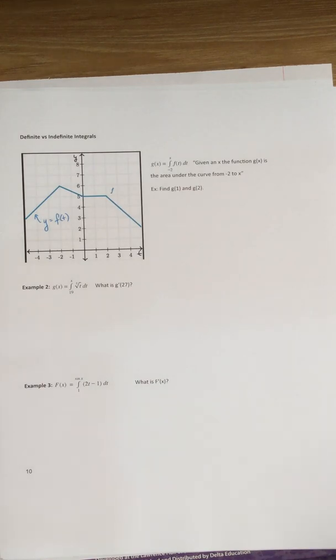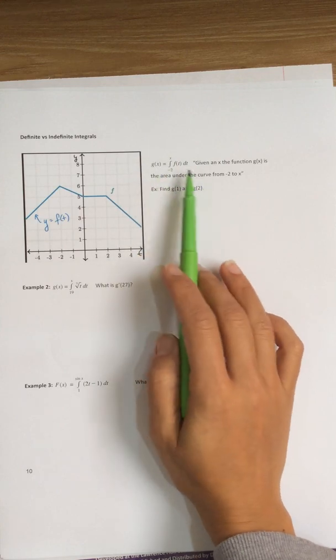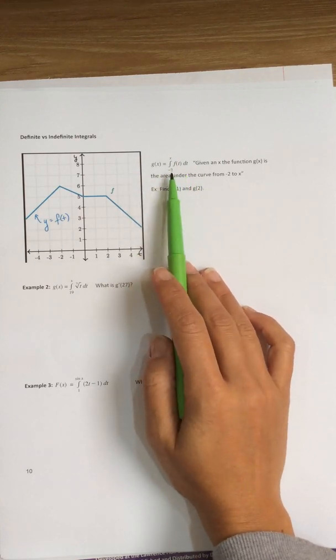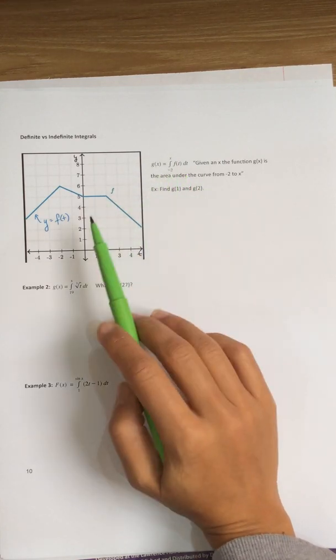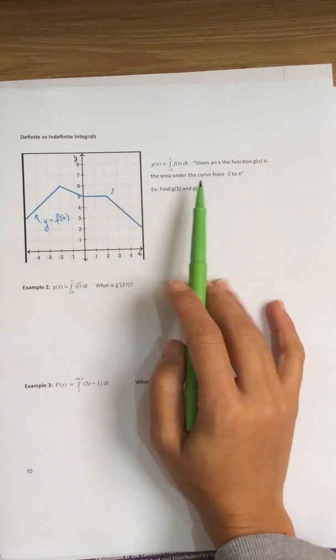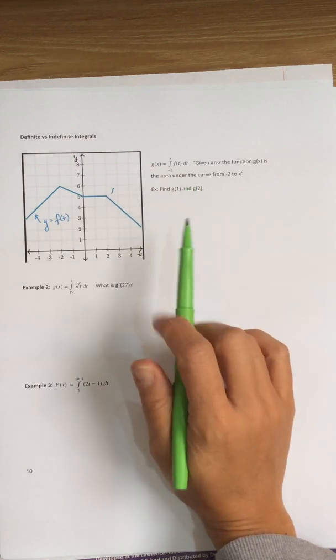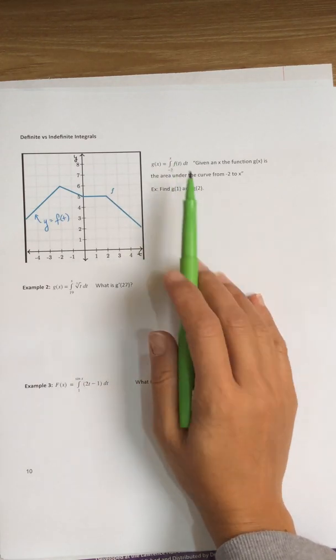So look at this function. It says g of x is equal to this integral. So g of x is equal to the area under the curve from -2 to some value. Given an x, the function g of x is the area under the curve from -2 to x, what I just said. Find g of 1 and find g of 2. So they're telling us to plug in 1 and plug in 2.